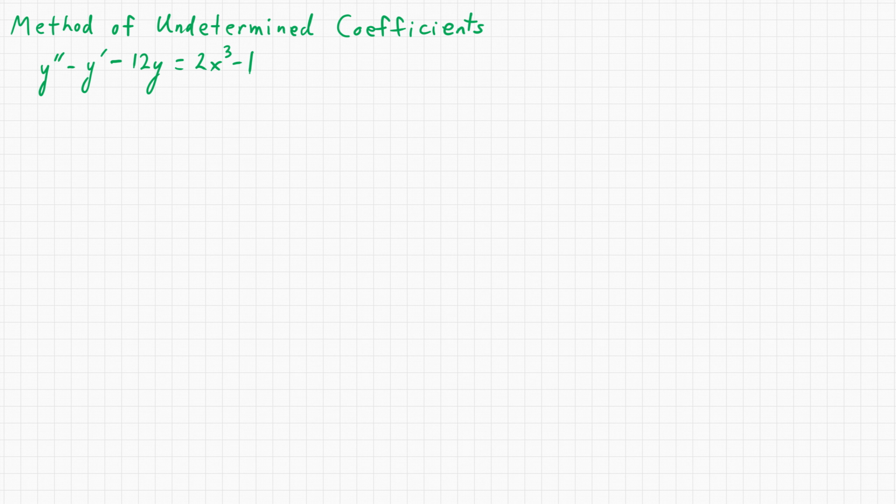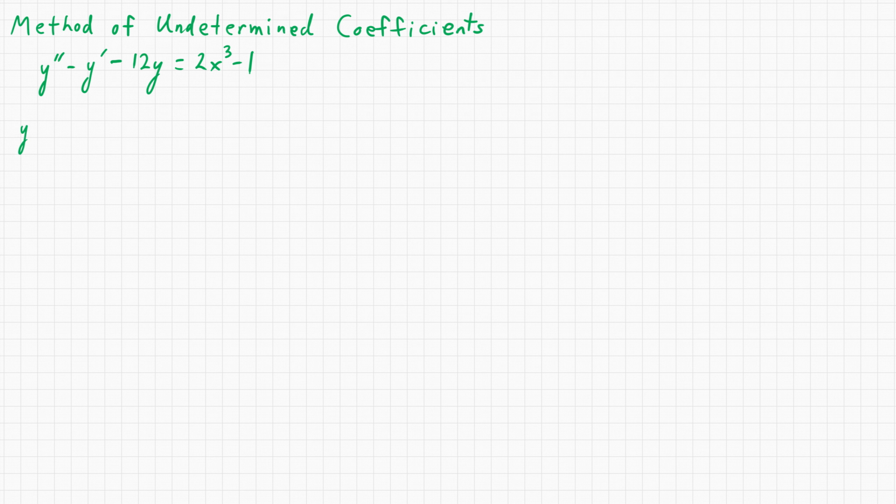We're going to solve this problem, y double prime minus y prime minus 12y equals 2x cubed minus 1, using the method of undetermined coefficients. So in here, we're just looking for the particular solution. Let's go ahead and do that. This is a third-degree polynomial. This is a second-order constant coefficient linear ordinary differential equation.